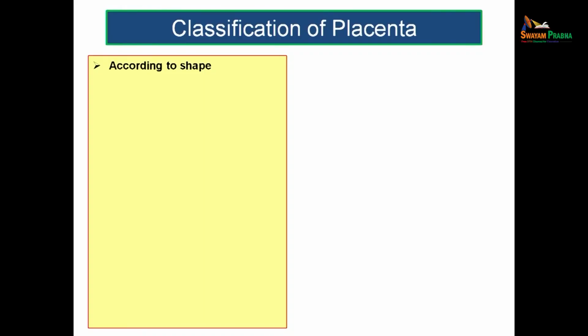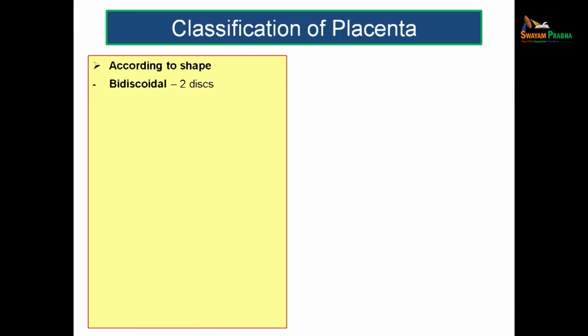Now, classification of placenta. Till now we have discussed the structure of placenta, the umbilical cord, and the contents of the umbilical cord. Now, we are going to discuss the classification of placenta. The placenta can present with different shapes and different sizes. So, how is it classified?